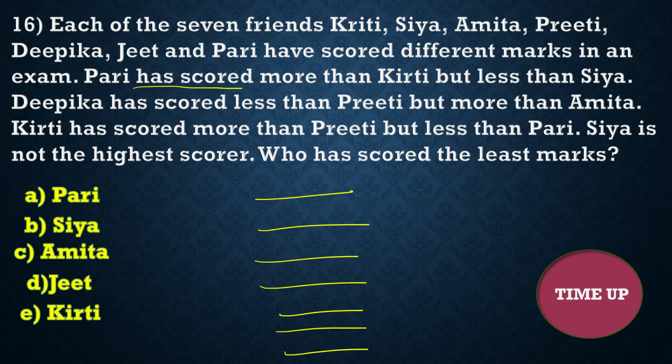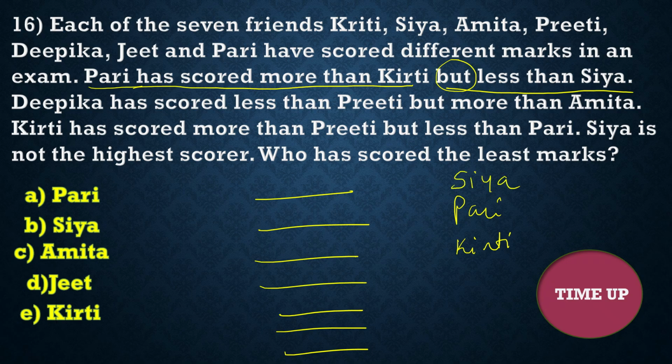Pari has scored more than Kriti, but less than Sia. So, from reading the first line, you will not understand where Pari should be placed, Kirti should be placed, or Sia should be placed. Don't worry, make a rough sketch, correct? Pari has scored more than Kriti. Is it difficult? No, right? Pari has scored less than Sia, so Sia should be here. Any difficulty in this? No.